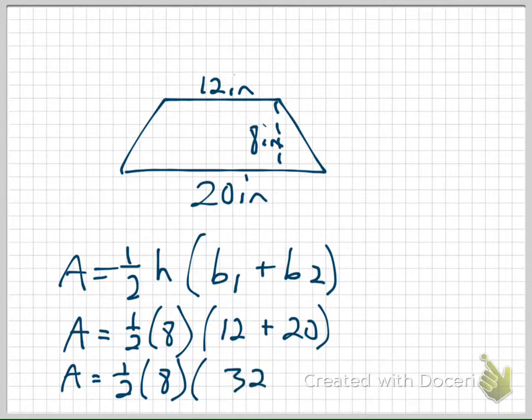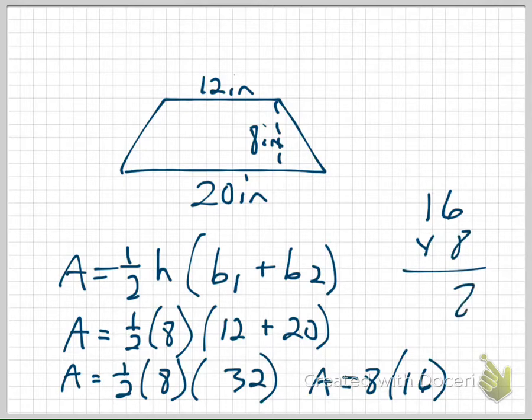32. Awesome. What should I do here? You should divide 32 by 2, right? So then that makes this A equals 8 times what? 16. Now I just have to go, what is 16 times 8? That would be 128, right? 128 inches squared. So you got it, right?